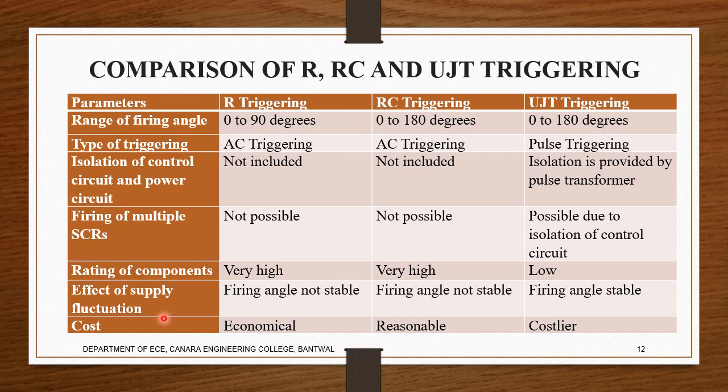Then there is cost. Among R and RC triggering, R is very economical, RC is reasonable when compared to R and UJT, but UJTs are very costly. Hence, when we require an economic way, we go for R. When we want a stable output, we go for the costlier one. If we want a medium range, then we go for RC.